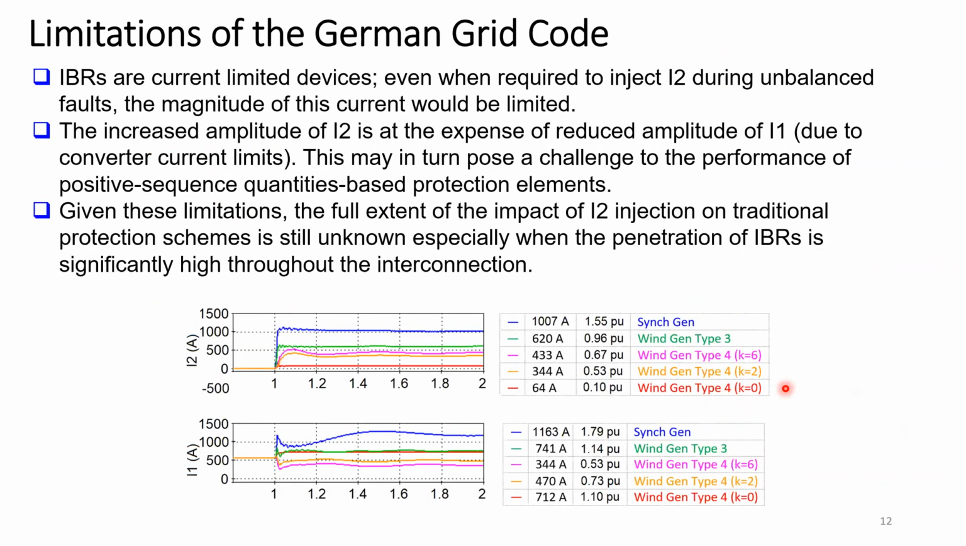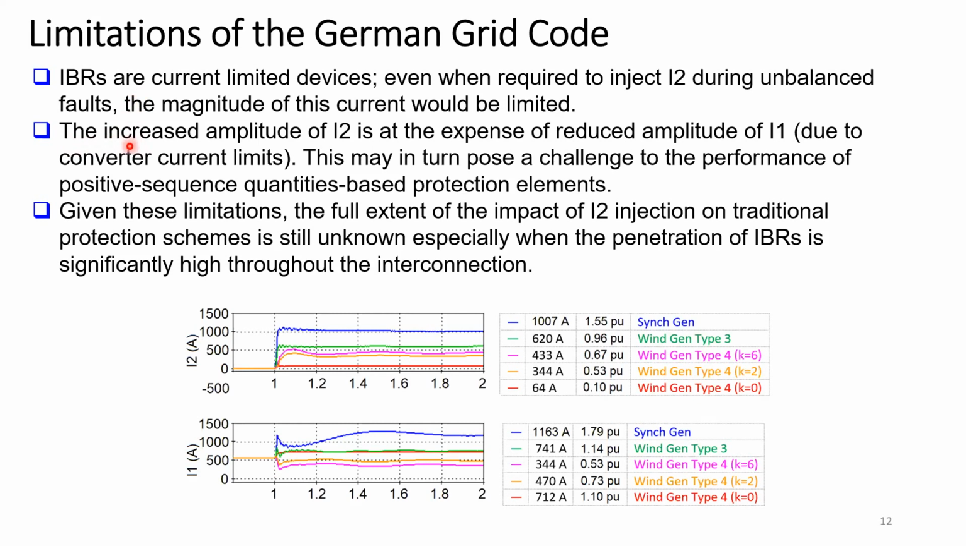And here are the limitations of the German grid code, which we have identified in this paper. There are basically two main limitations. One is that inverters are current limited devices. Even when they are required to inject I2 during unbalanced faults, the magnitude of this current would be limited. So if this limited magnitude is insufficient to address the protection misoperation issue, then we need to find another solution.